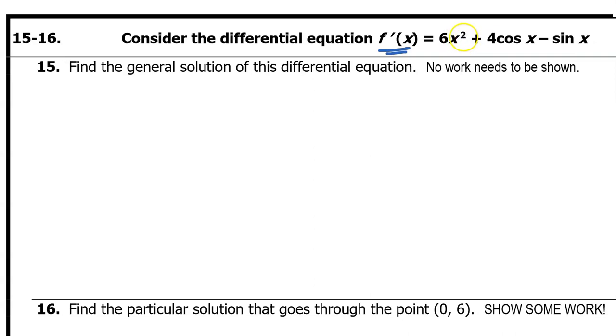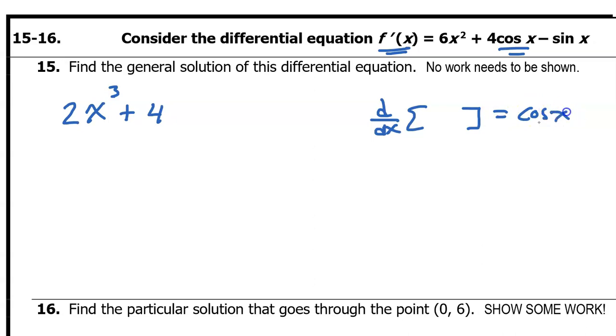So power rule. Raising this power by 1, I will have x to the third power. Then if I divide 6 by my new power, 6 divided by 3 is 2. So that should be the first term of my solution. I'm just going to go ahead and put this 4 down because I'm not using the power rule. For the cosine, I'm asking myself, the derivative of what is equal to cosine? I know that the derivative of sine is cosine. So that means the integral is sine x.